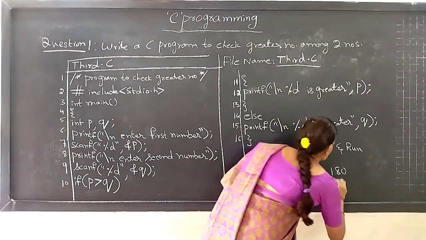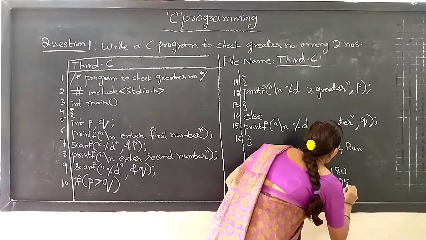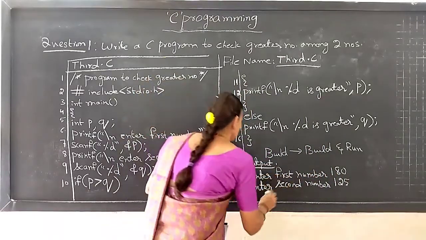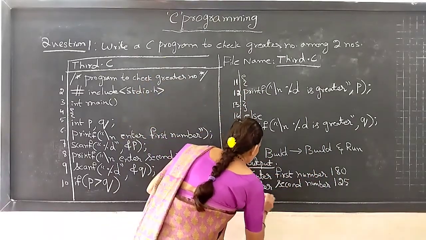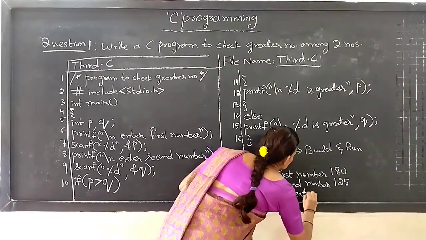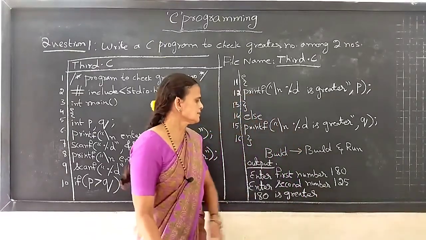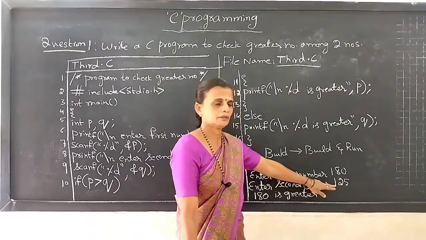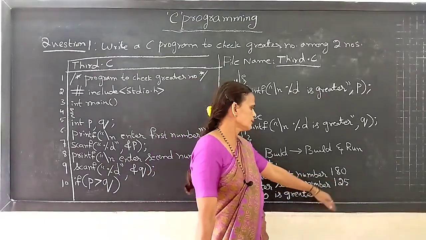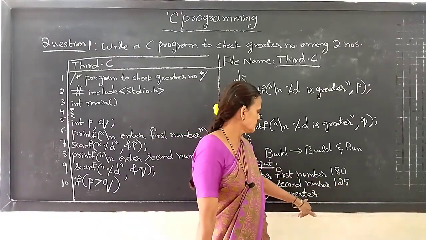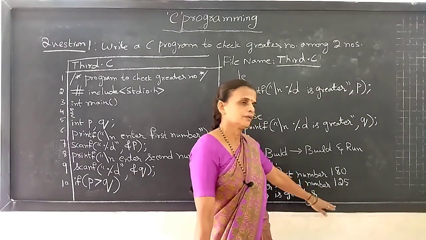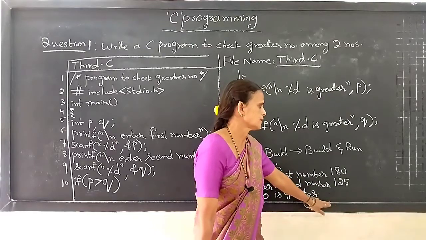Second number it will be 125. Whatever numbers you enter, you will get the answer, and 180 is greater. This answer is based on the numbers you have entered here. I have entered 180 and 125. Among these two numbers, 180 is the greater. You can enter some other larger number and you can get the answer.